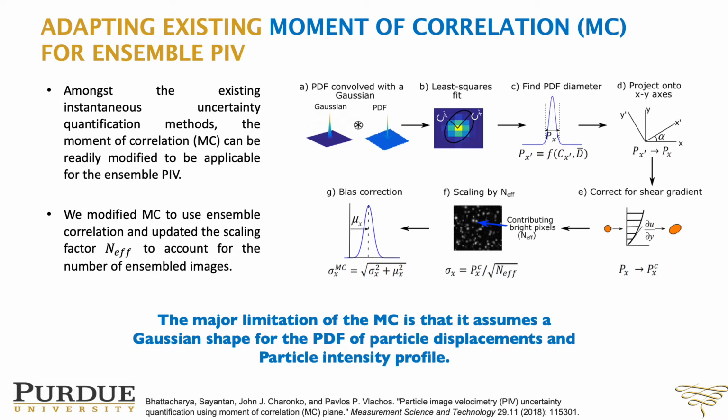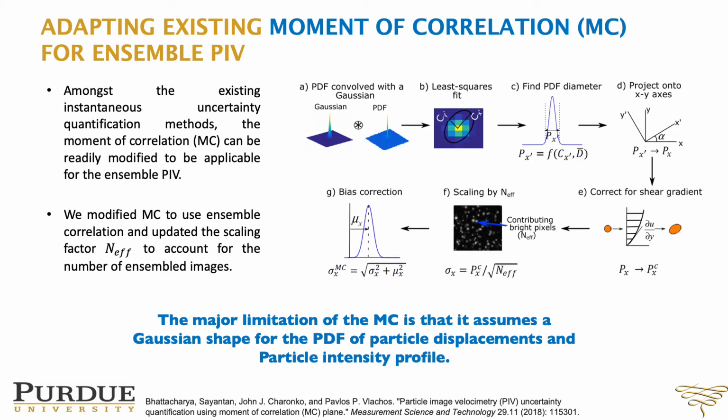Among the existing instantaneous uncertainty quantification algorithms, the method called moment of correlation, or MC, could be adapted for ensemble PIV. This method works by finding the width of the PDF and normalizing that by the effective number of pixels that contributed to that PDF. To modify MC to work for ensemble PIV, we made two main modifications. One is that we use the ensemble correlation plane instead of the instantaneous correlation plane to find the width of the PDF. And secondly, we updated the normalization factor to account for the number of bright pixels in all the images that go into the image ensemble.